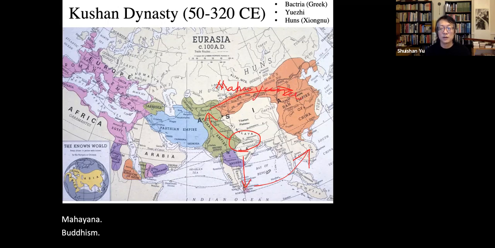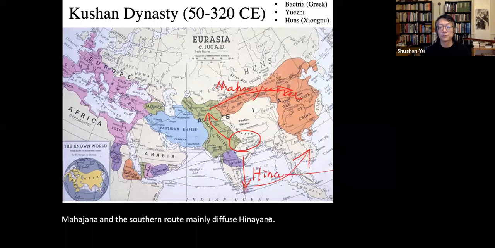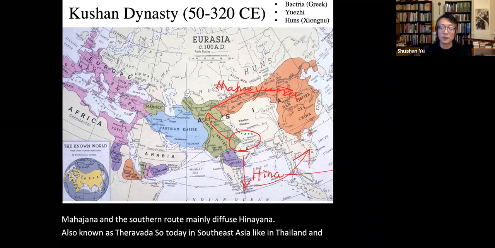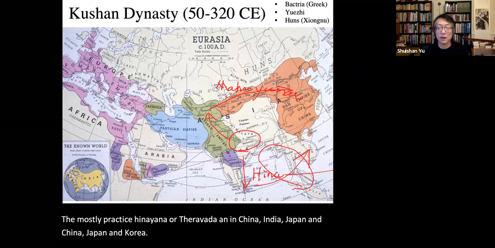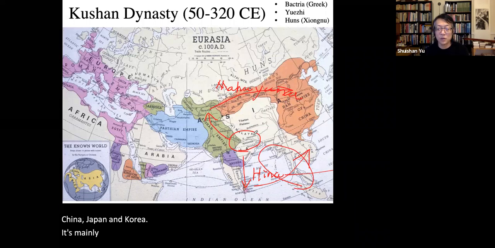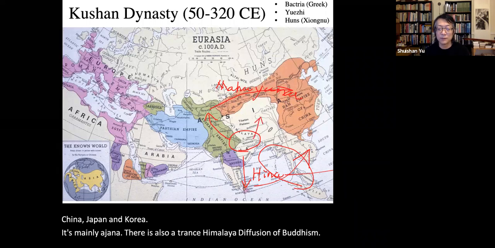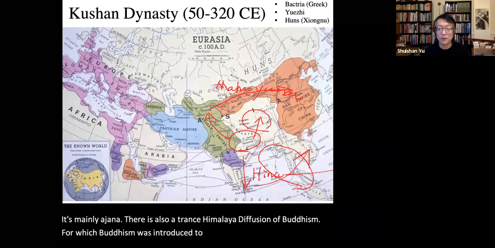And the southern route mainly diffused Hinayana, the so-called Hinayana, also known as Theravada. So today in Southeast Asia, like in Thailand and Burma, they mostly practice Hinayana or Theravada. And in China, India, Japan, and Korea, it's mainly Mahayana. There is also a trans-Himalaya diffusion of Buddhism by which Buddhism was introduced to Tibet directly, and that is called the Vajrayana.